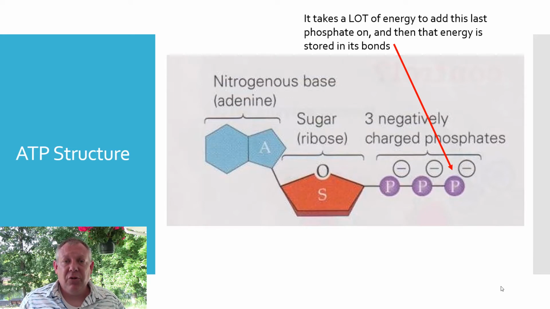Relate this back to the structure of ATP. It's just a nucleotide. It's got a nitrogenous base and a 5-carbon sugar. The nucleotides that you use in DNA and RNA just have 1 phosphate, but this is ATP, adenosine triphosphate. It's got 3 phosphates. It takes a lot of energy to stick all those phosphates together because they don't want to be together, because they all have this negative charge. And so that's why these bonds have such high energy.